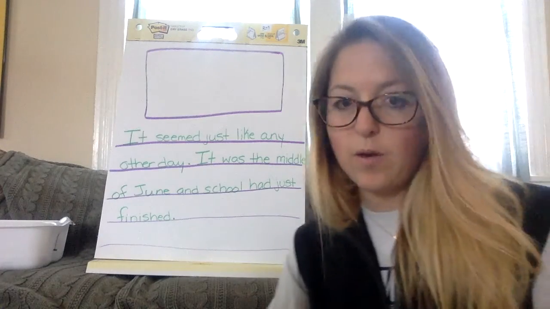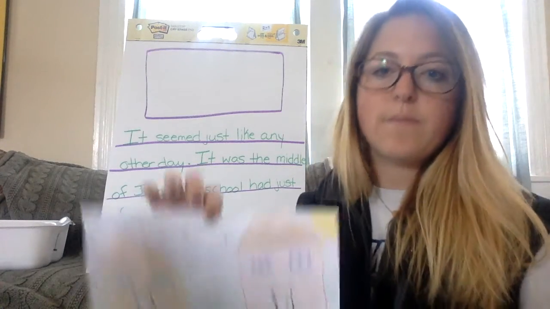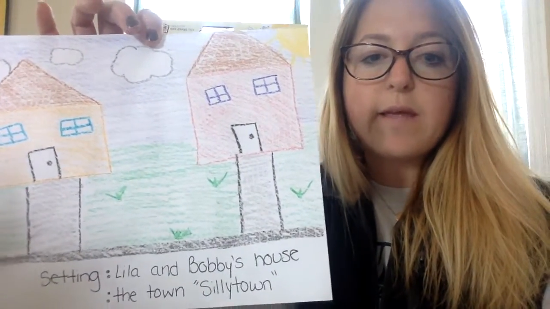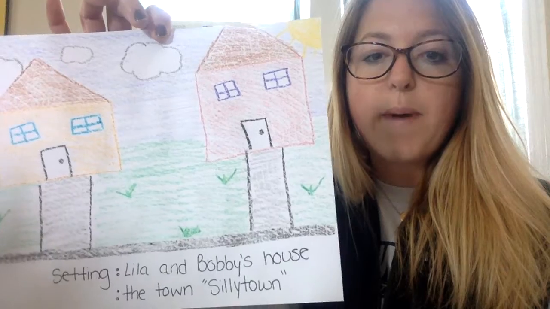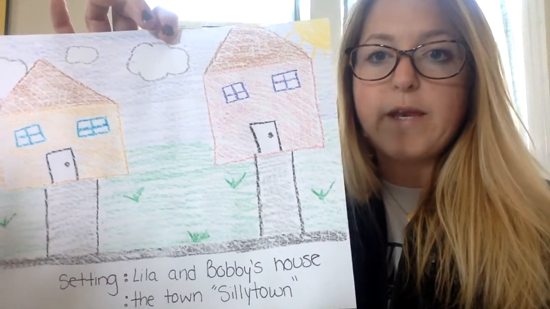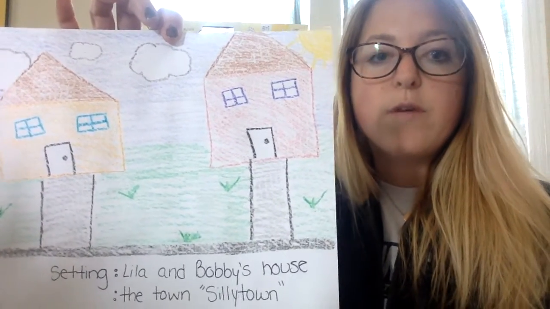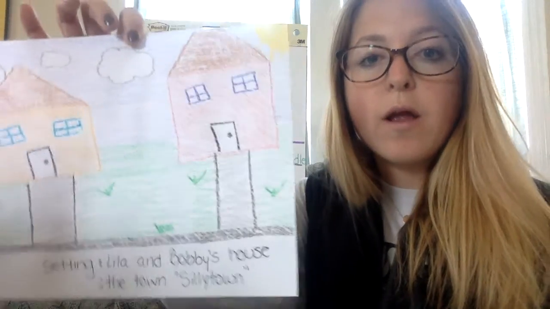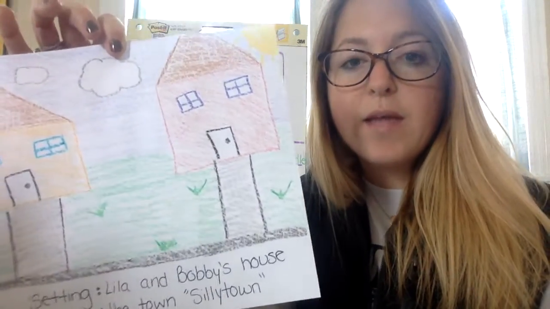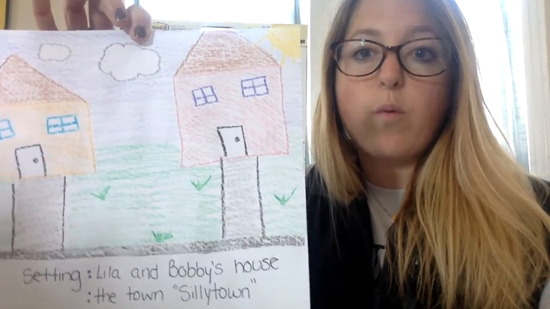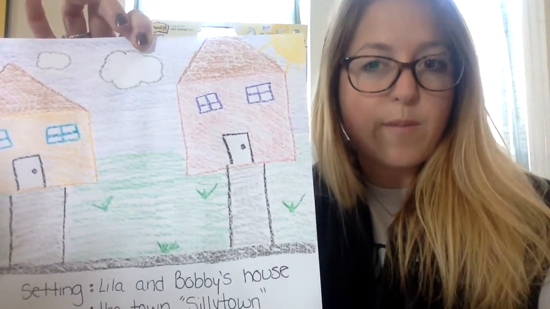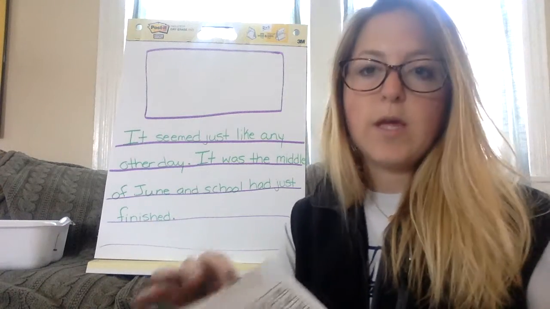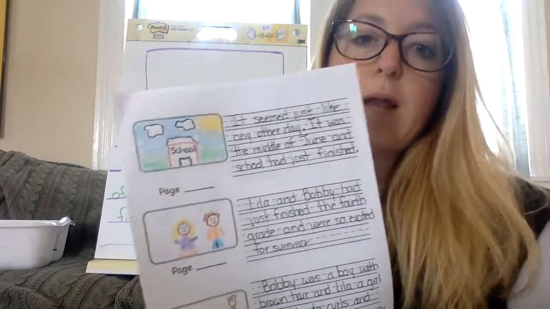Next, you should have had your setting. So, where your story is going to take place. My setting is going to be at Lila and Bobby's house and the town that I named Silly Town. So, the when and the where should be your setting. So, where around town, and you're going to find out in my story that the when is going to be summer vacation. The next piece that you should have is going to be your graphic organizer.